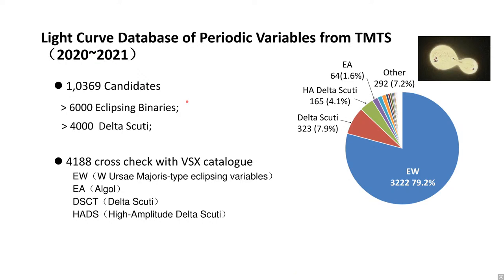We also got some statistics for the TMTS database over 3 years. We identified more than 10,000 periodic variables, including over 6,000 eclipsing binaries and 4,000 delta Scuti stars. Among them, about 4,000 of them have already been identified by the VSX catalog. That means 60% of them are newly discovered.